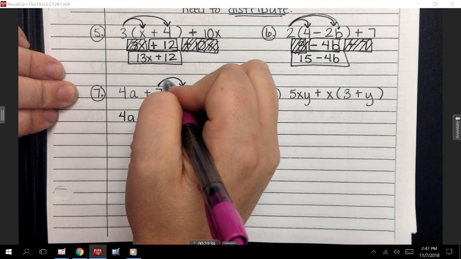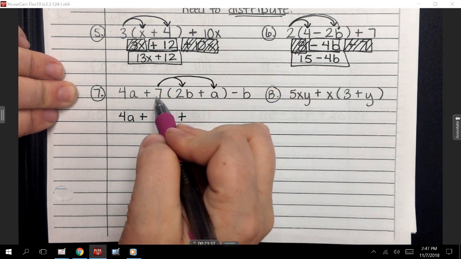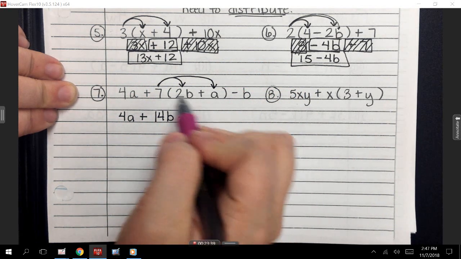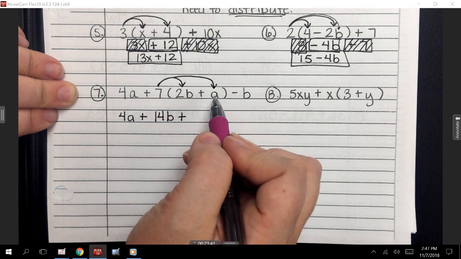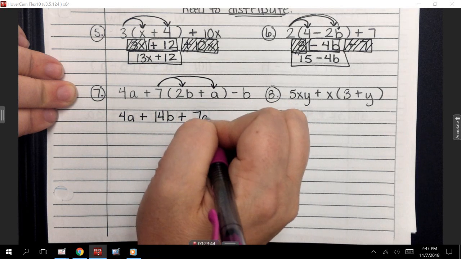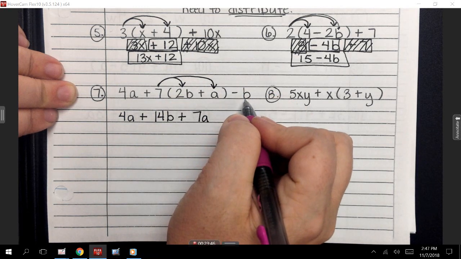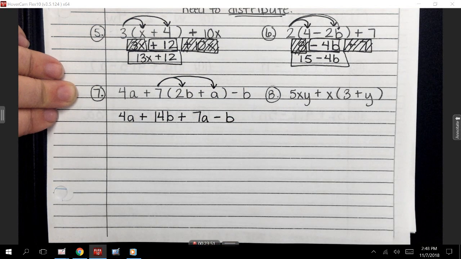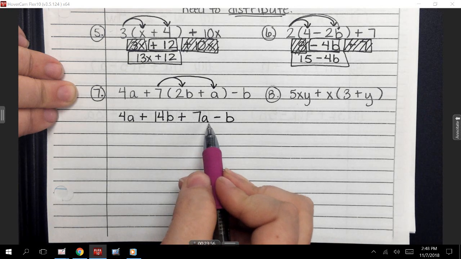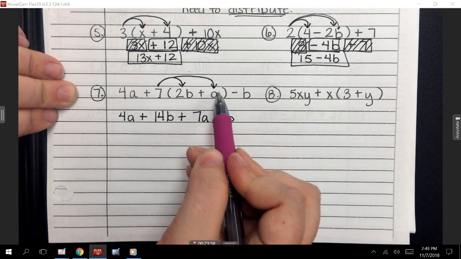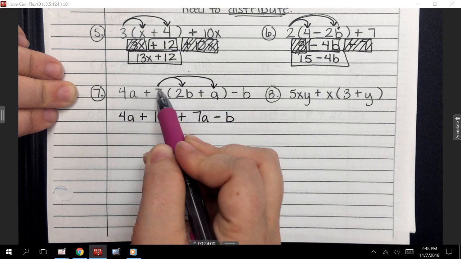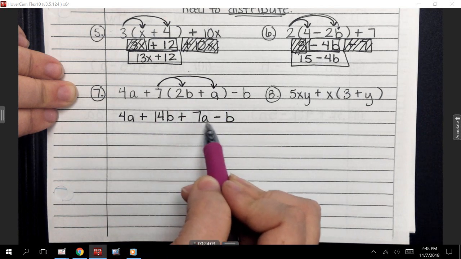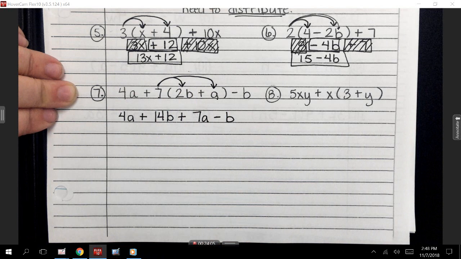I have to pass it out to everything. So don't forget to pass 7 to a. When I pass 7 to a, what does that give me, Jonah? 7a. Am I going to pass it to b? No, that is not in the parentheses, so just put minus b. London? Why is it 7a? Because I did 7 times a. 7 times a, we just put them next to each other and make 7a. Okay? Holland? Is that 14b? Yes.